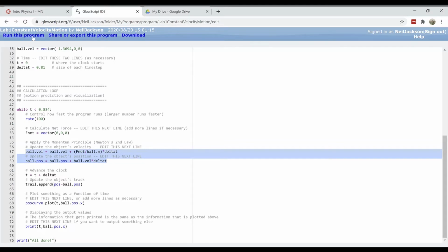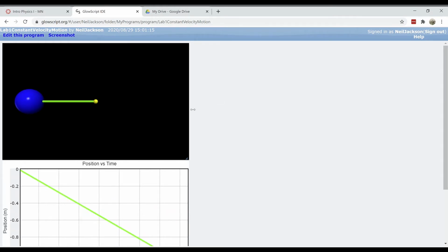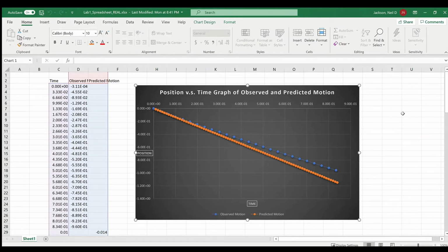Here is a clip of my program running. As you can see, it models the motion of my Frisbee moving in the left direction and produces a graph that is very similar to what we saw on Tracker. Now that we've collected data from both Tracker and GlowScript, I was able to put it all into an Excel spreadsheet and create this position versus time graph.